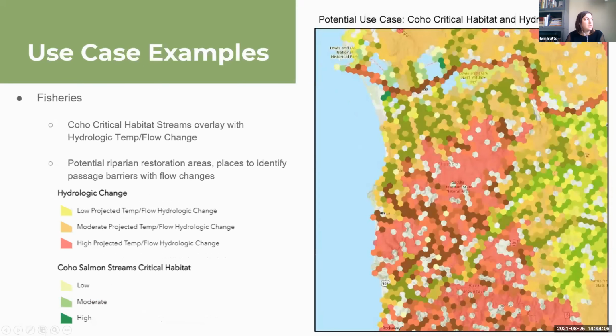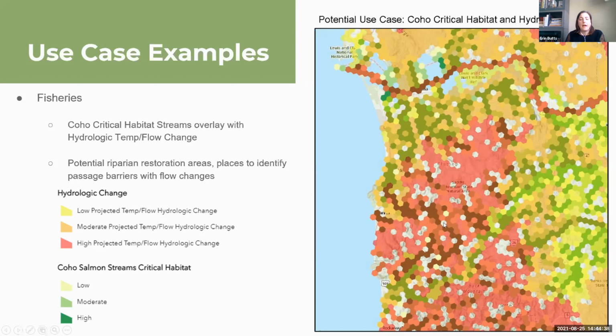Here is another use case for fish barriers. There's a lot of work going on in Washington and Oregon looking into fish passage. This is an example from the Northern Oregon coast showing coho critical habitat in green, with the darker green areas being more critical habitat area. And then it's also showing future hydraulic temperature and flow changes in red. So these dark areas are where those are overlapping.